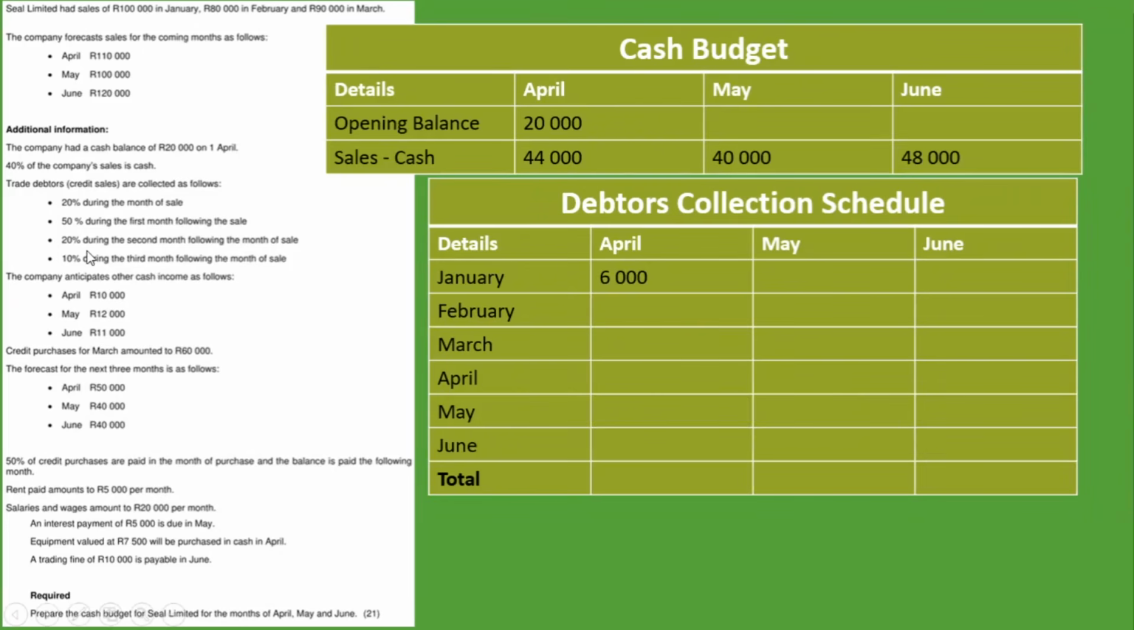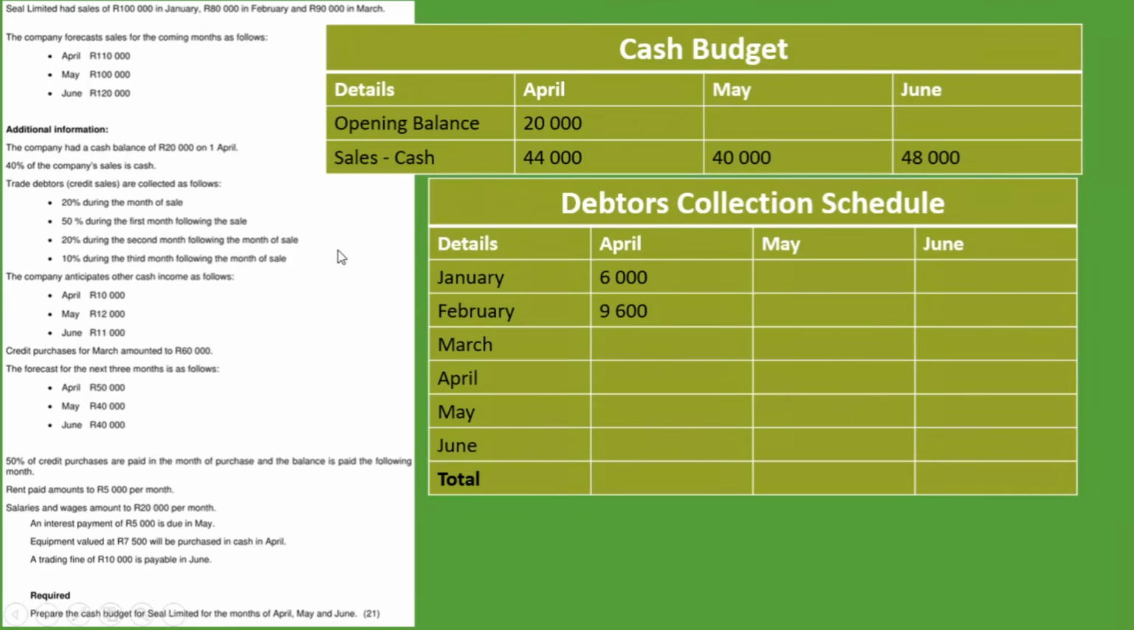And then we do the same thing for February. We are told that 80% is in February. That was the sale in February, and we know that 40% was in cash. So we know 60% is on credit. So we want that 60%. So we say 80,000 rand times 60% times the 20%, which was collected during the second month following the month of sale. So that is February's sale. The second month following the month of sale is April. So that 9,600 goes to April.